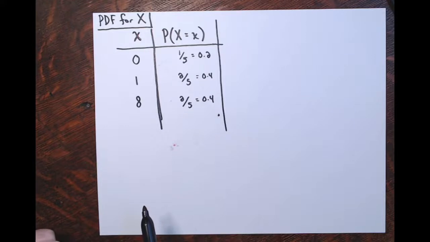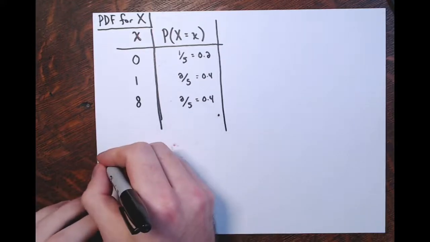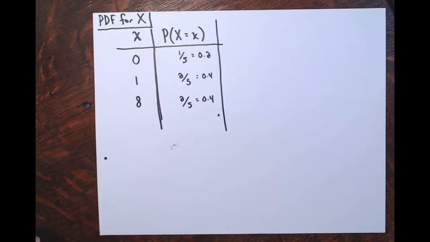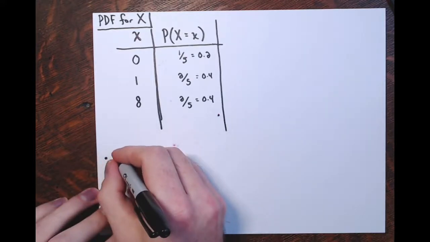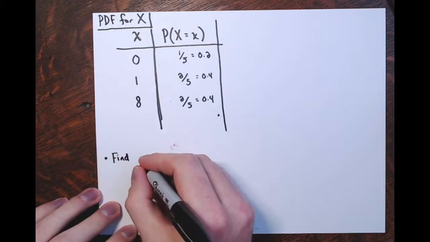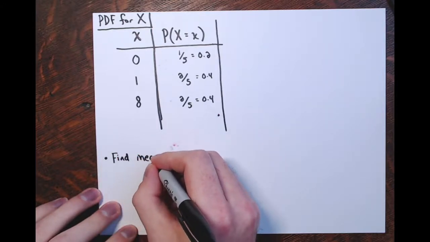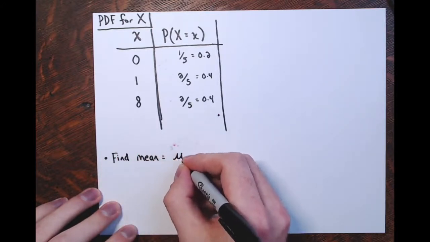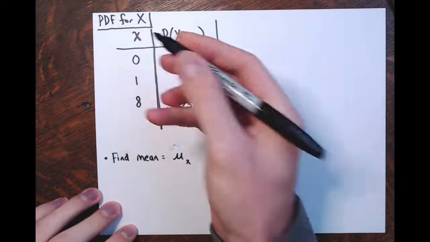All right, so first I want to find the mean, right? If you're asked to find the standard deviation, well, deviation is deviation from the mean, so I need to know the mean as well. So let's find the expected value, or the mean, which is mu, or mu sub x, because again the variable is called x.